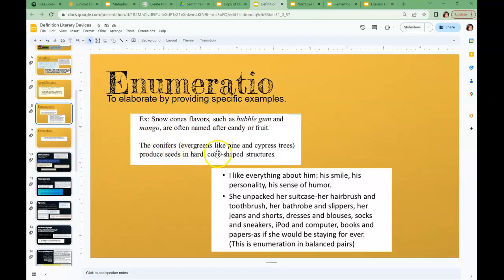The conifers, evergreens, like pine and cypress. Okay, overarching term, list. She unpacked her suitcase, overarching term, kind of unpacking suitcase. Her hairbrush and toothbrush and bathrobe and slippers, jeans and shorts, dress and blouses, socks and sneakers, iPad and blah, blah, blah. Okay, so overarching term, list. And so that's how enumeratio or enumeration works.